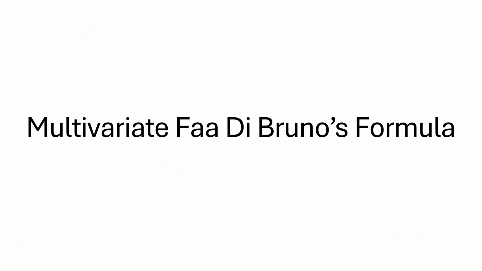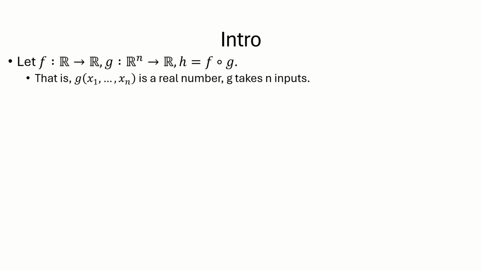Today we're going to look at a multivariable version of Faa Di Bruno's formula. To begin, let's look at a relatively general example. Let f be a function that takes a real number as input and outputs a real number. And let g be a function that takes n real numbers, x1 through xn, as input and outputs a single real number, g of x1 through xn.